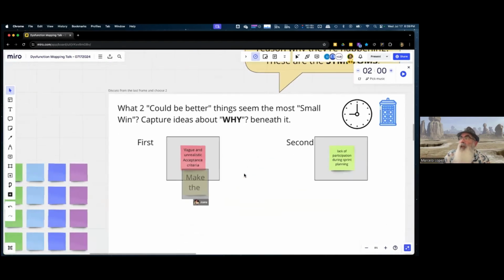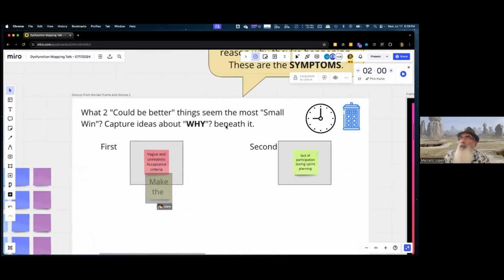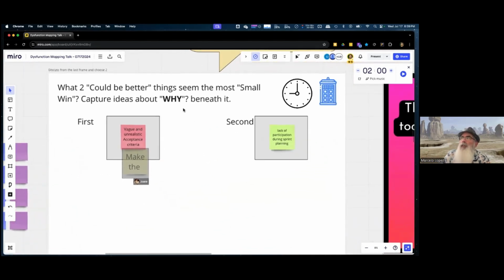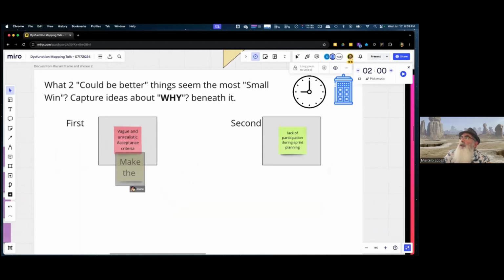What sort of things could be causing this to happen? So tell me why. Why do you think these things are happening? And again, 2 minutes, go. Why do you think these things happen with our teams? And again, it's totally open for you to theorize. The answer is it's okay to guess. Take your best guess, people. Throw as many stickies as you can think of as to why do we end up with vague and unrealistic criteria? Why do we have lack of poor participation in sprint planning?